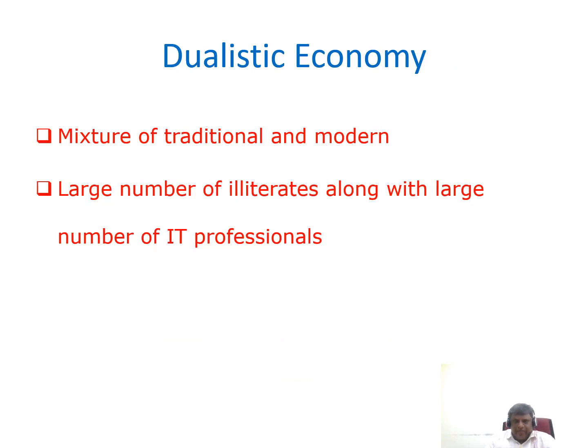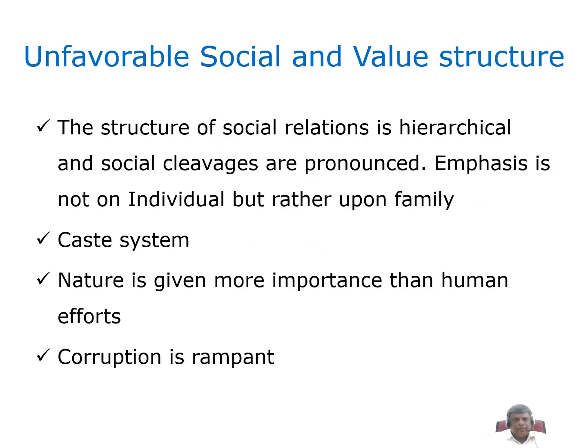Dualistic economy. A dualistic economy means an economy based upon two separate distinct economic systems which coexist in the same area. India has a divide between urban versus rural, formal versus informal, land and other assets. It is a mixture of traditional and modern, with a large number of illiterates along with a large number of IT professionals. Unfavorable social and value structure.